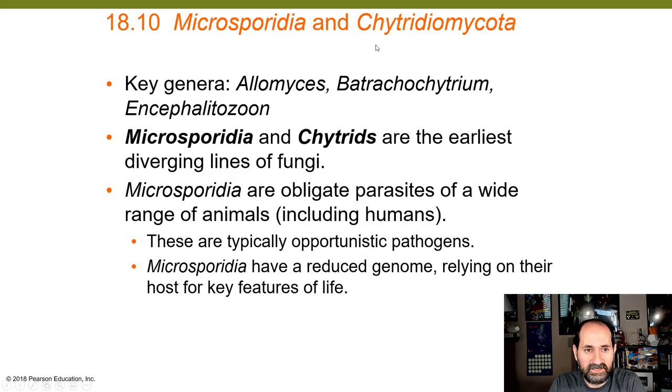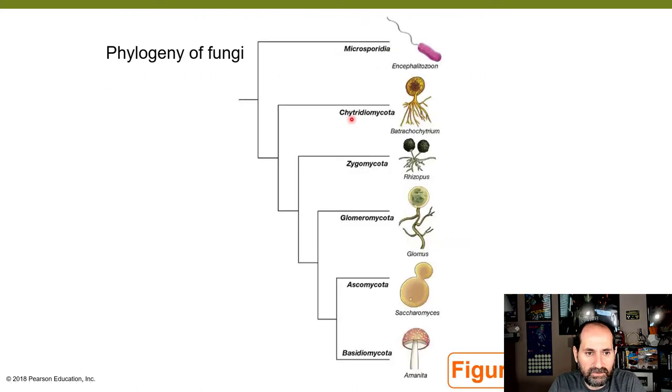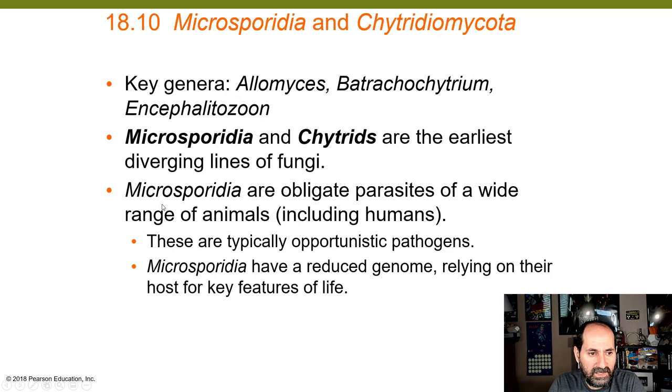So let's talk about the chytrids or the chytridiomycota. Again, these are the earliest, the most ancient of the divergent lines of fungi, along with microsporidia as well. Microsporidia are obligate parasites of a wide range of animals. That means they're pretty much always parasites. These are typically opportunistic pathogens. Microsporidia have a reduced genome, relying on their host for key features of life.